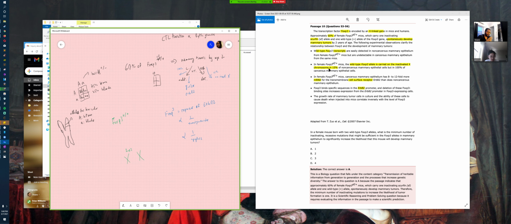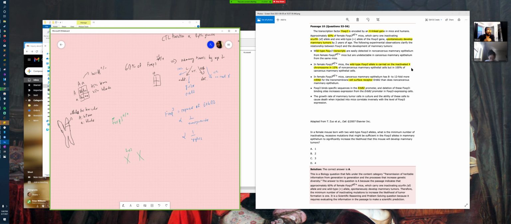I think I just made that connection now, because at first it just says inactivating, so I thought it would inactivate whatever FOXP3 does, and actually I'm still not sure. So you know what? Actually, never mind. It said inactivating recessive mutation, does that mean inactivating is the same thing as recessive in this case? Minimum number of inactivating.